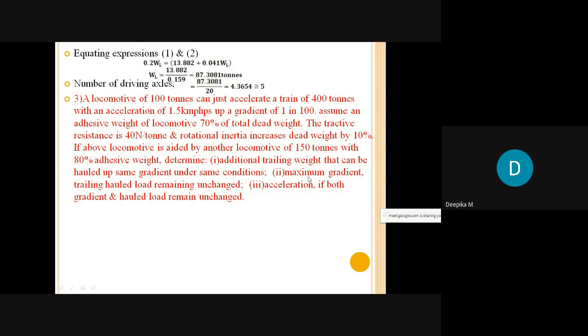Then second one, the maximum gradient, trailing hauled load remaining unchanged. Here we have calculated in the first case the excess load if I add another locomotive. For the same load condition, we have to calculate what would be the maximum gradient it can cross. And in the third condition, for the same gradient and for the same load, we need to calculate what would be the acceleration required to haul the load.